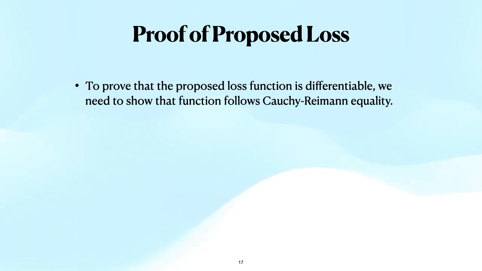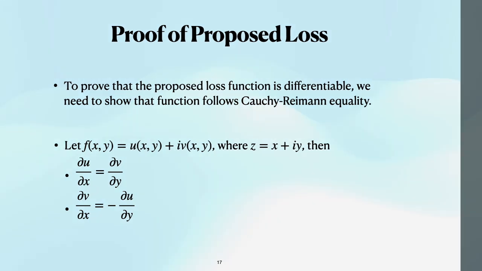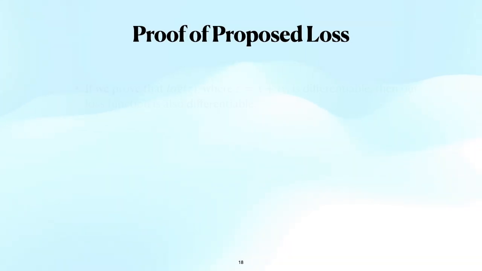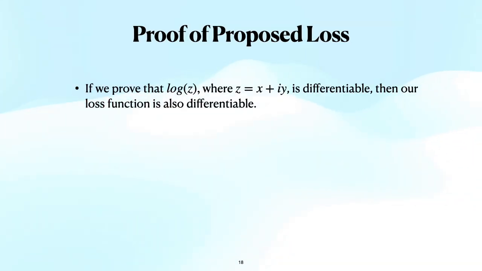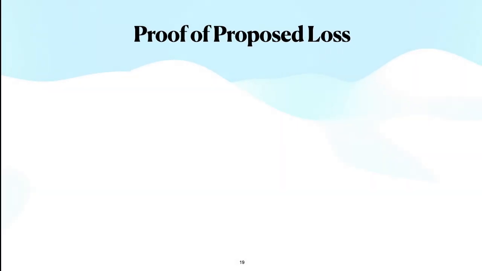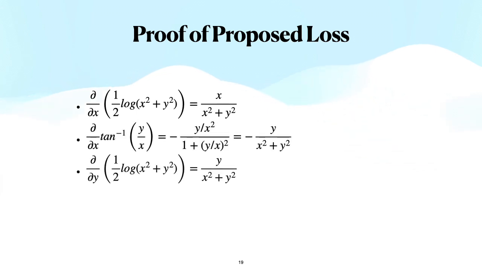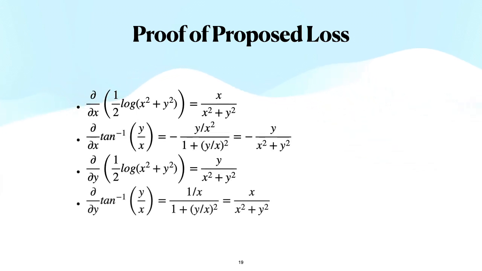To show that a complex number function f is differentiable, we need to show that it follows the Cauchy-Riemann conditions. If we prove log z, where z is a complex number, is differentiable, then our loss function is also differentiable. When we do that, we see that log z follows the condition. Thus, by extension, our proposed loss function is differentiable too.